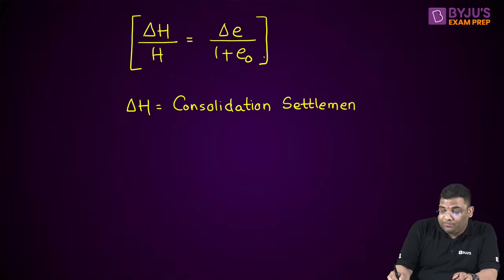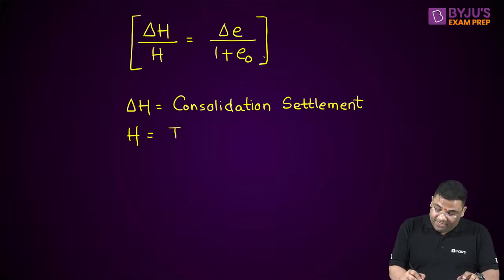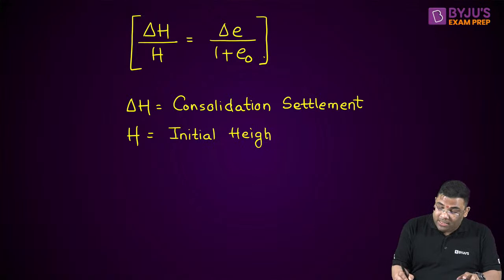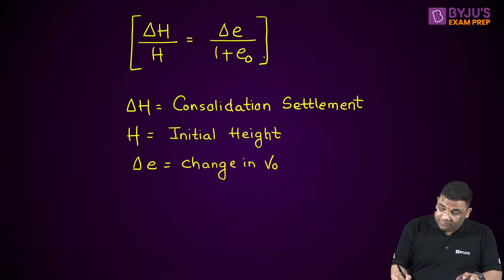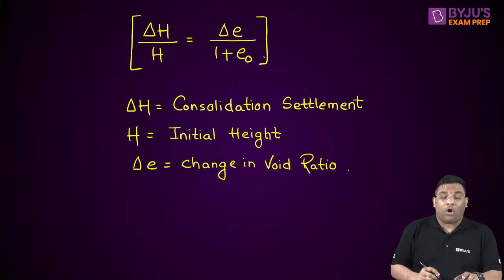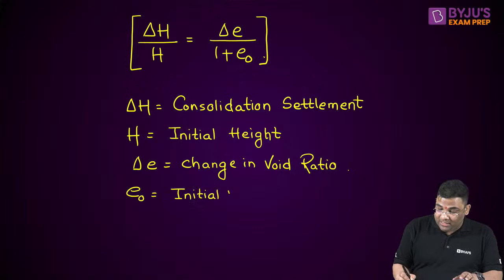What is your H? H is your initial height. Very important, you should know it is your initial height. It is not your final height, it is your initial height. Okay, now what is your delta e? Delta e is your change in void ratio. It is what? The change in void ratio. And the last one, 1 plus e naught. What is this e naught? It is your initial void ratio.